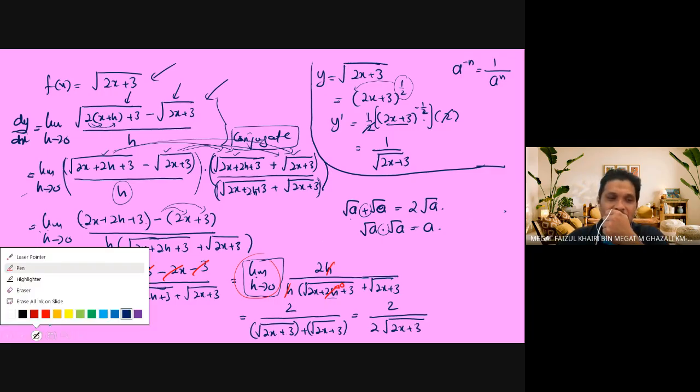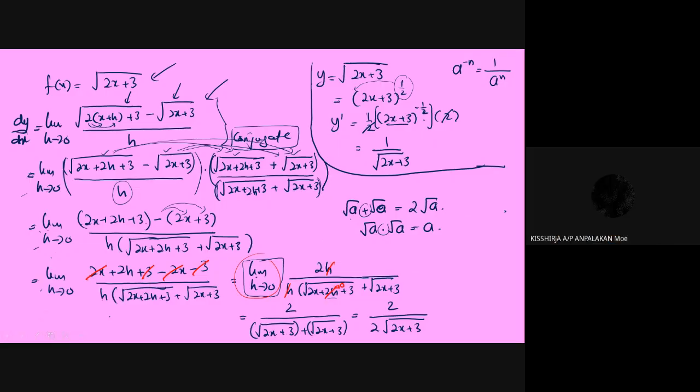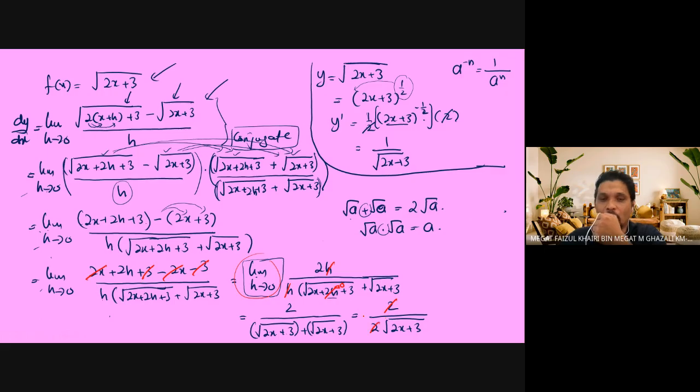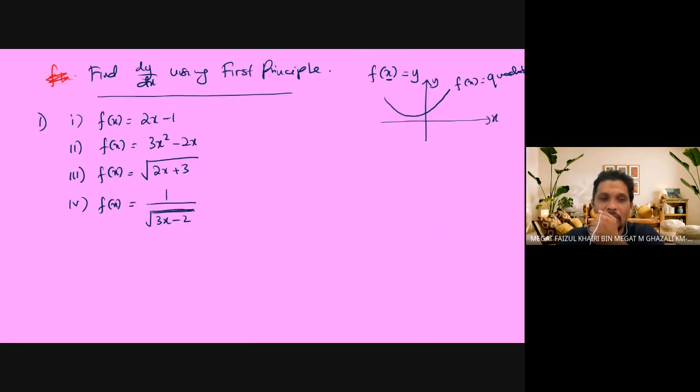What is your suggestion next? Cancel the 2. 2 divided by 2 equals 1. And finally, our final answer is 1 divided by the square root of 2x plus 3. Get it? Yes, sure. Okay, and the question number 4, 1 over the square root of 3x minus 2.